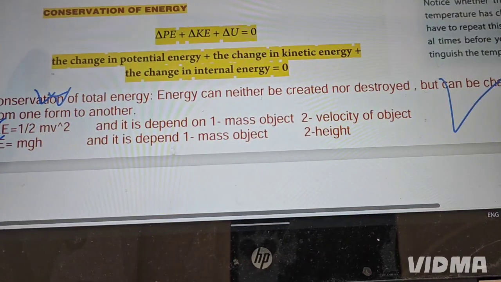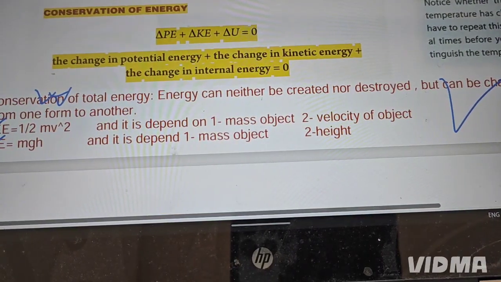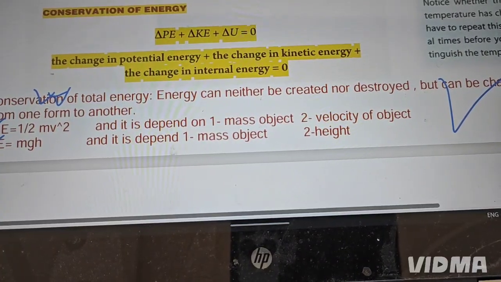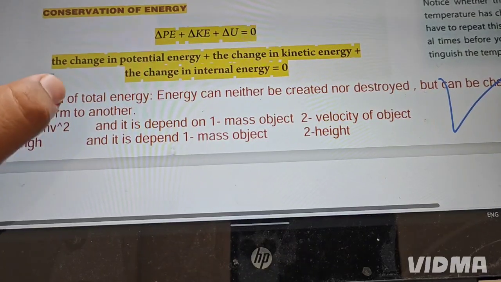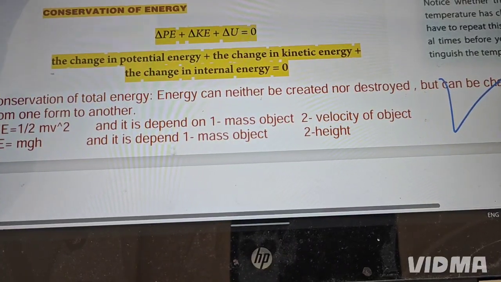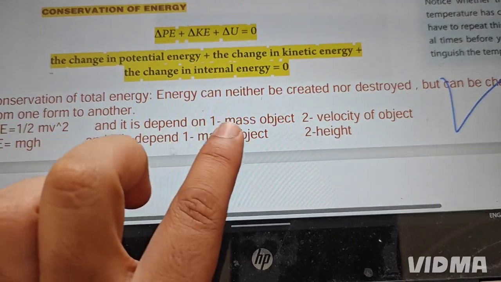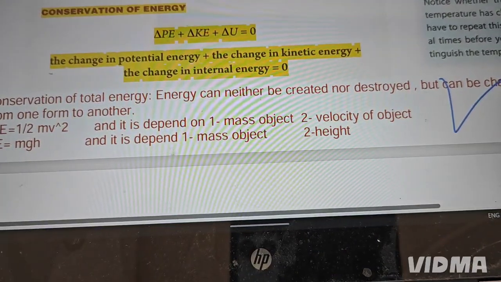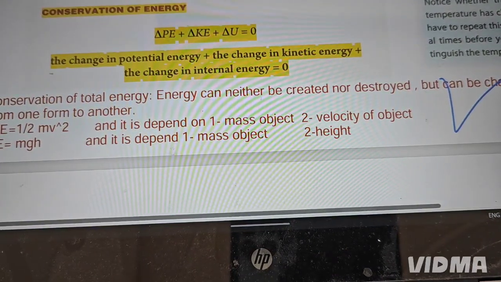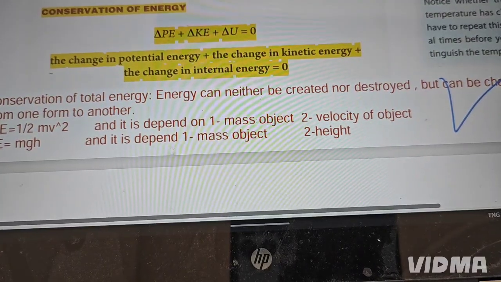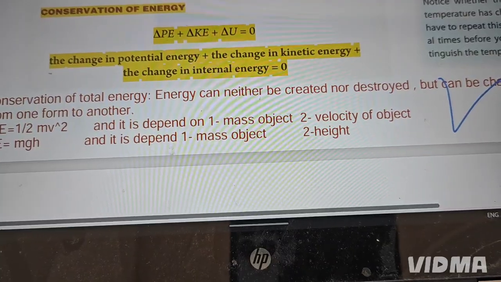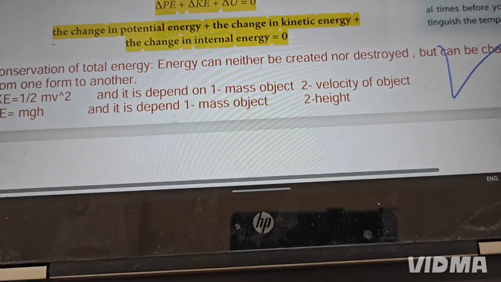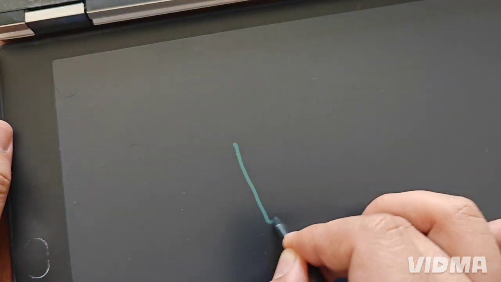We have conservation of energy. I think you have studied this definition even in grade 9. The definition says: energy can neither be created nor destroyed, but can change from one form to another. What's the meaning of this actually? It means we cannot create energy by ourselves and we cannot destroy it, but we can change it from one form to another. How? We explained this now.